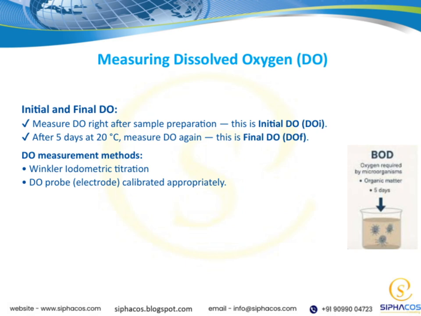When it comes to actually measuring dew, there are a couple of reliable methods. One is the Winkler iodometric titration, a classic and highly accurate chemical method. The other is using a dew probe, or electrode, which needs to be properly calibrated to ensure precise readings. Both methods are effective, but choosing the right one depends on your specific needs and equipment availability. Connecting this to our overall theme, these measurements of dew provide important insights into the health and stability of aquatic environments. Monitoring changes from initial to final dew helps us evaluate biological activity and oxygen consumption, which are key indicators of ecosystem health.